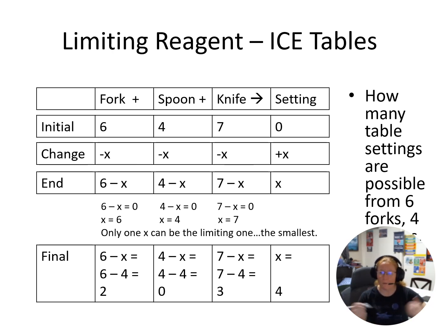Now, when we do the ICE table, we account for the stoichiometry on this change line. Now I have 1 fork, so I'm going to subtract 1 equivalent of forks. I have 1 spoon. I'm going to subtract 1 equivalent of spoons. I have 1 knife, so I will subtract 1 equivalent of knives. And I'm making 1 place setting, so I add 1 equivalent of place settings because my reactants I'm losing because they're reacting, and my products I'm gaining. So I subtract my reactants and I gain my products.